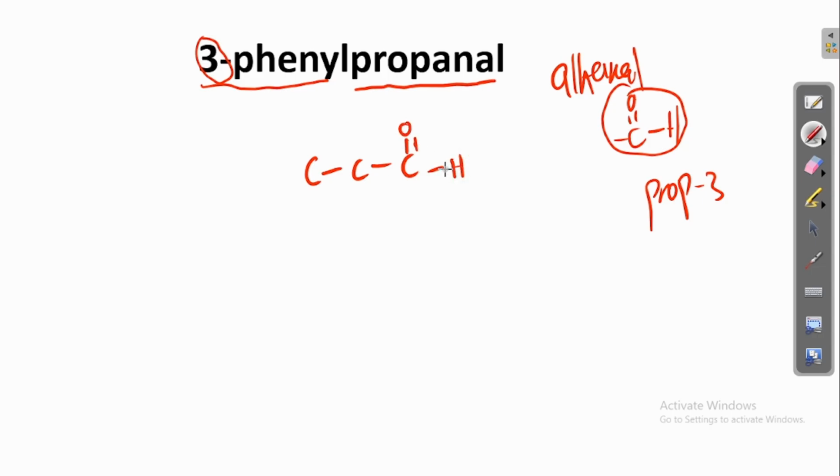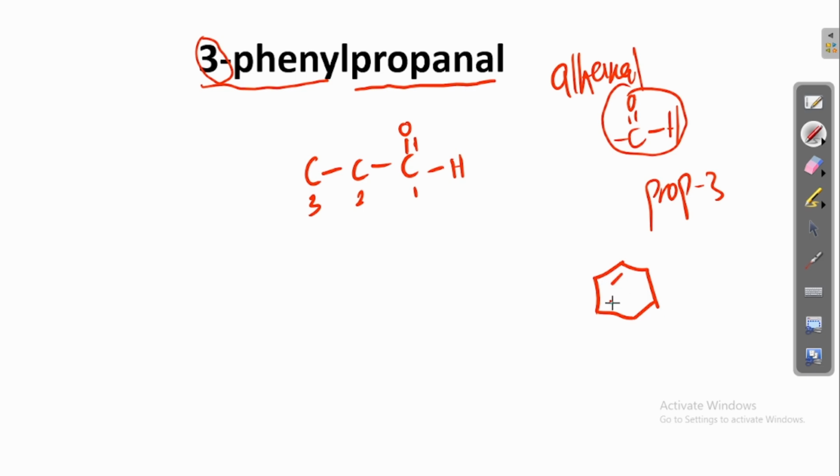Hope you understand. Once you have gotten the parent name, the next thing is to number it. So here is number 1, here is number 2, here is number 3. Now that you have done this, we will not rush to start adding hydrogen. We need to look at the substituents, the side chain given to us. In this compound we only have one, which is called phenyl. And what is phenyl? Phenyl is a benzene.